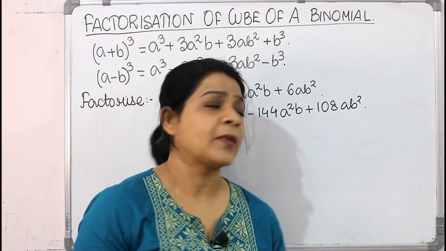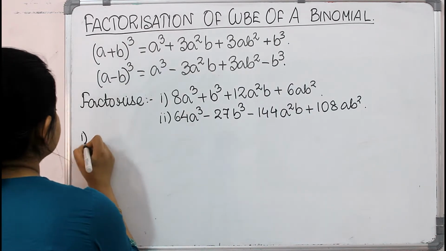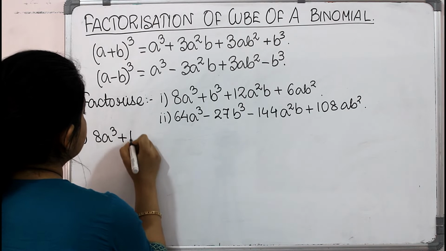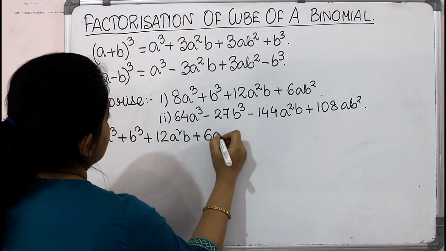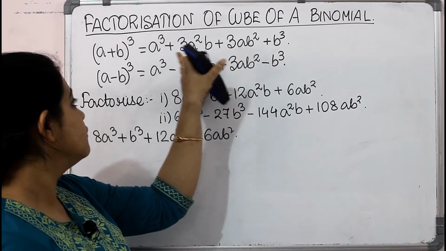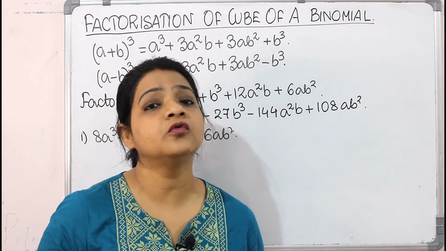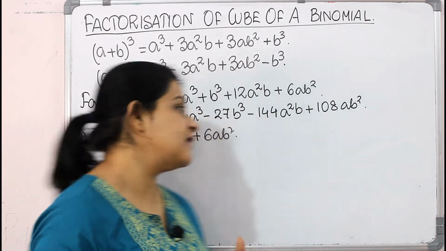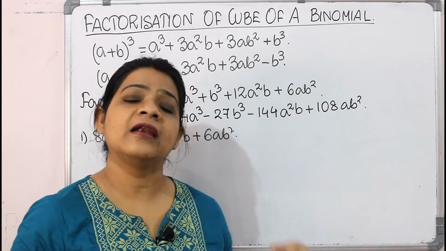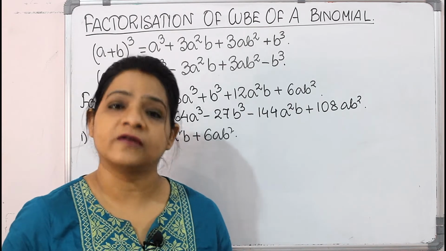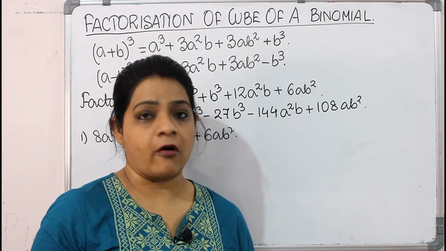So let's get started. The first question is 8a cube plus b cube plus 12a square b plus 6ab square. You have to use these two formulas. Out of these two, which one is to be used? There is a trick. Here all the signs are positive, before every term the sign is positive. So obviously you use the (a plus b) whole cube formula.